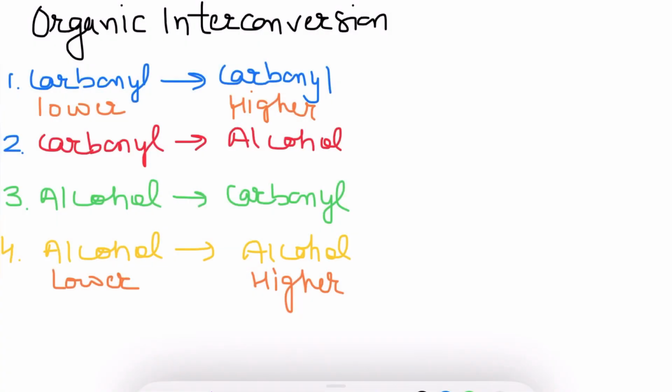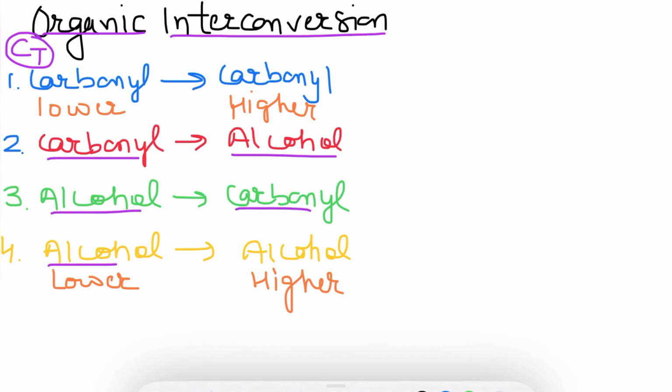Hello everyone, today our topic is organic interconversion with the help of Grignard reagent. Conversion tip: any of the conversions in which you have to convert one carbonyl into another, that is from lesser carbon content to more carbon content, or you are converting carbonyl to alcohol, alcohol to carbonyl, or an alcohol lower member to a higher one. In all these conversions we use a Grignard reagent.